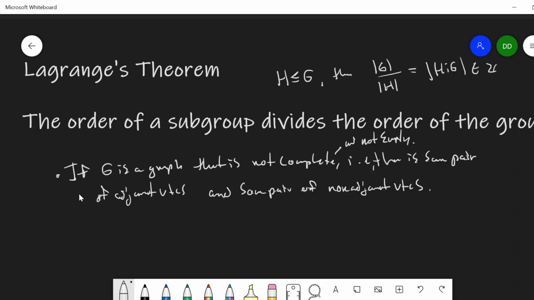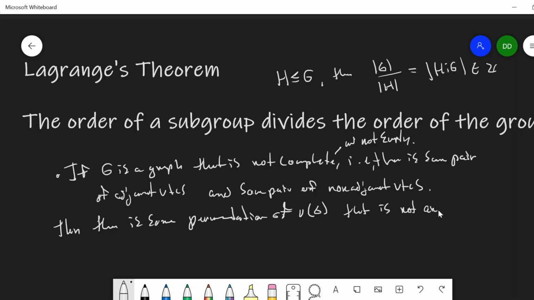Well, then not every possible permutation is an automorphism. Then there is some permutation of its vertex set that is not an automorphism.